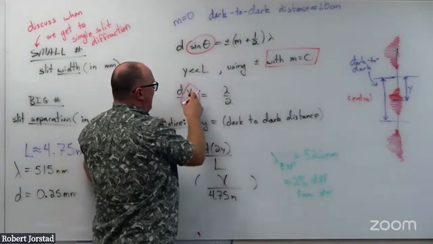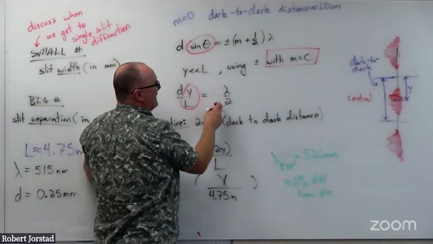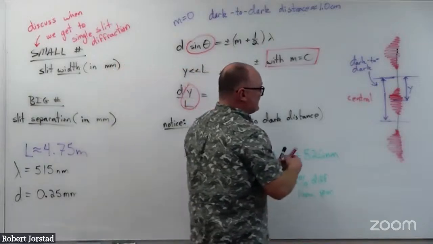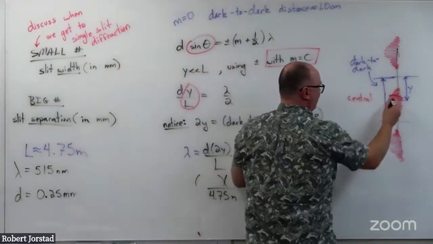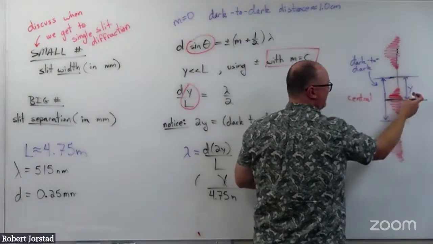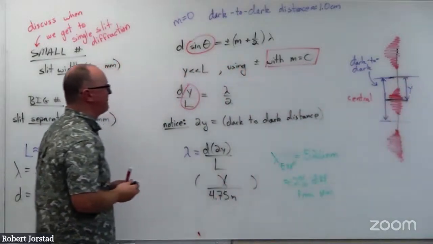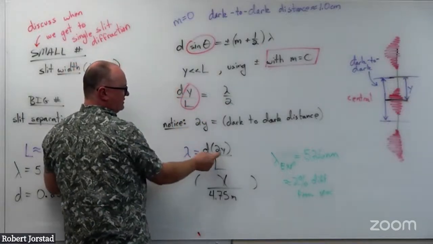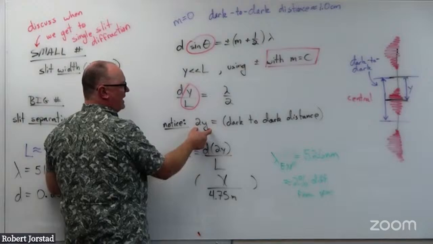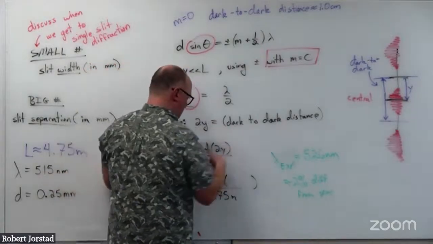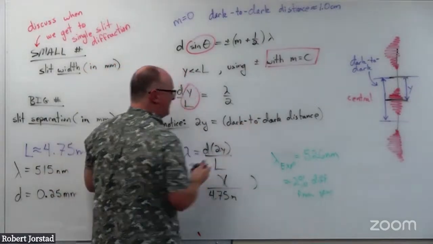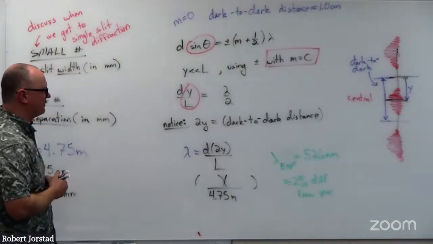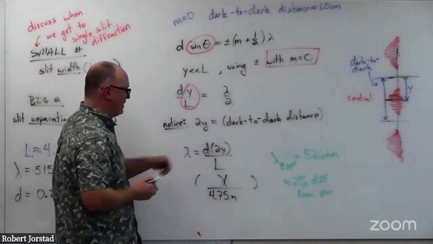So there's going to be d y over L is equal to lambda over 2 for this fringe. So going from here to the first dark fringe, that's distance y. But notice if I cross multiply by 2, I'll get a 2y here, but 2y is the dark to dark distance, the distance between adjacent dark fringes. So now we can punch in these numbers.